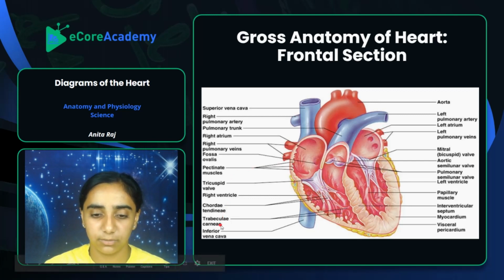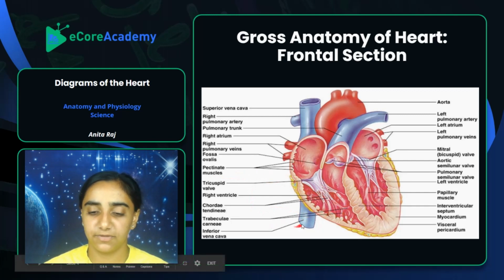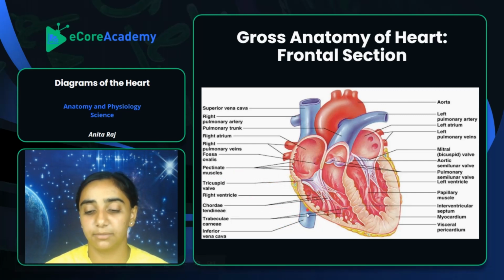Then you have the trabeculae carneae. So these are right here. They are rounded or irregular muscle columns which project from the inner surface of the right and left ventricle of the heart. So they're very similar to your pectinate muscles. They're almost like that for your ventricles. Then you have your inferior vena cava. It's just opposite to the superior vena cava. It gets all the deoxygenated blood returning from the bottom parts of your body and pushes it into the right atrium.